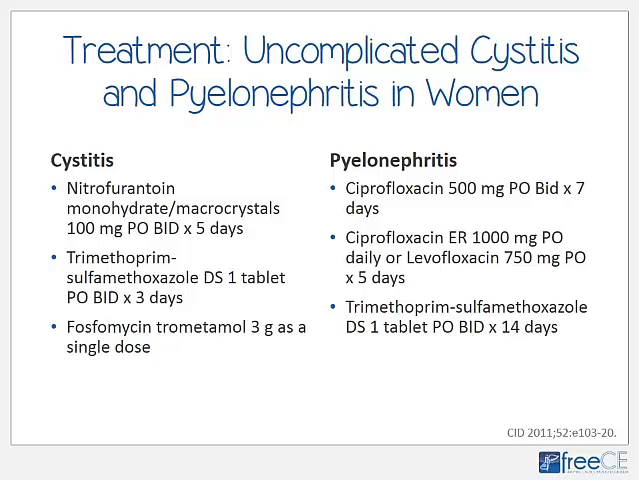Now, in pyelonephritis, nitrofurantoin and vancomycin are not recommended as first-line therapies. Now we're going to be going also for a little bit longer treatment duration. We could think about doing ciprofloxacin, 500 milligrams twice a day for 7 days. We could do an extended release ciprofloxacin, or we could do levofloxacin once a day for 5 days. Those are considered equivalent. And we could also consider doing Bactrim double strength 1 tablet PO twice a day.